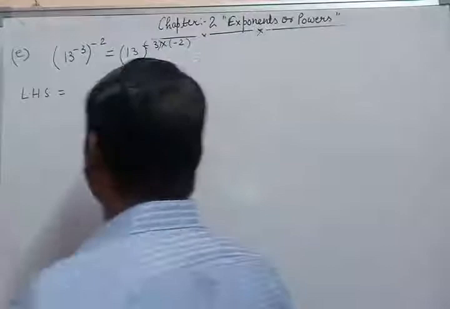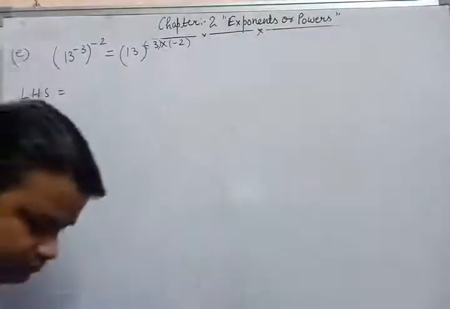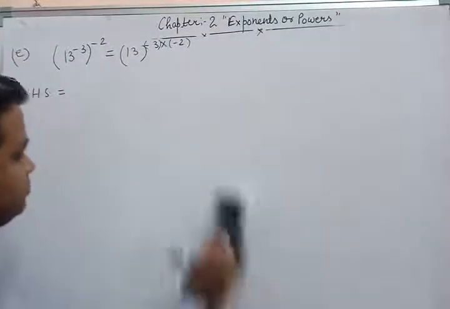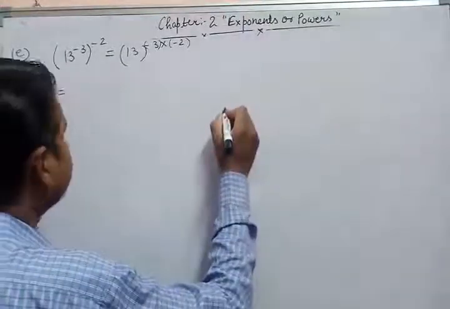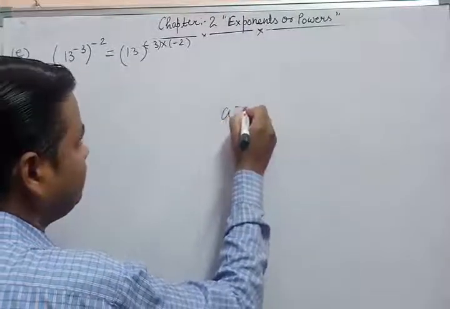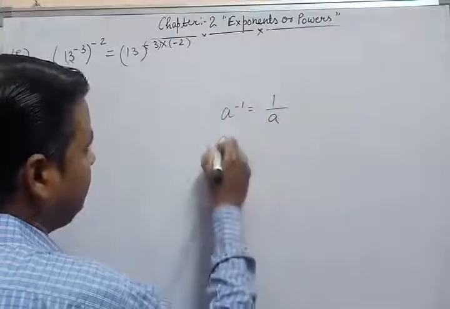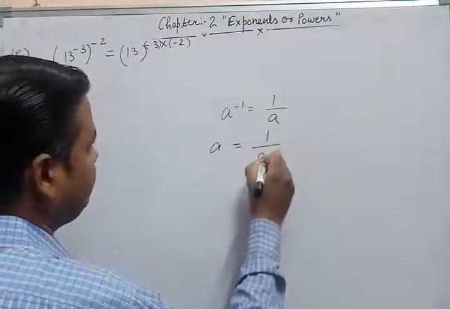So now we have to apply again this concept that a power minus 1 is equal to 1 upon a, and 1 upon a is equal to a power minus 1.